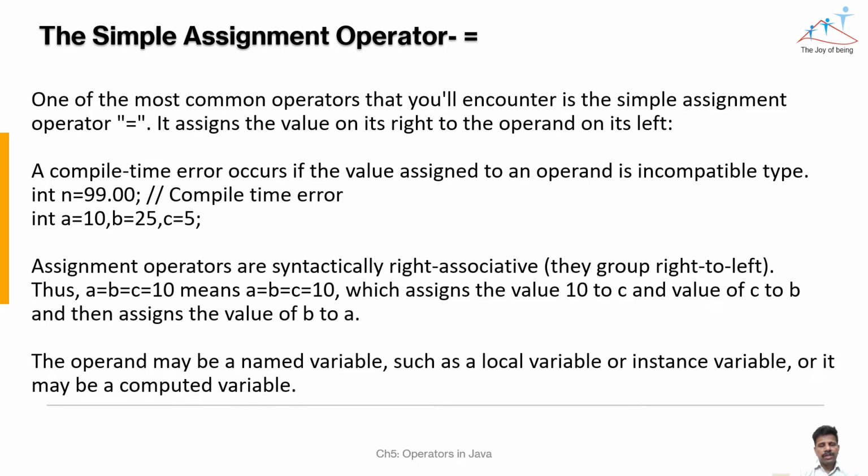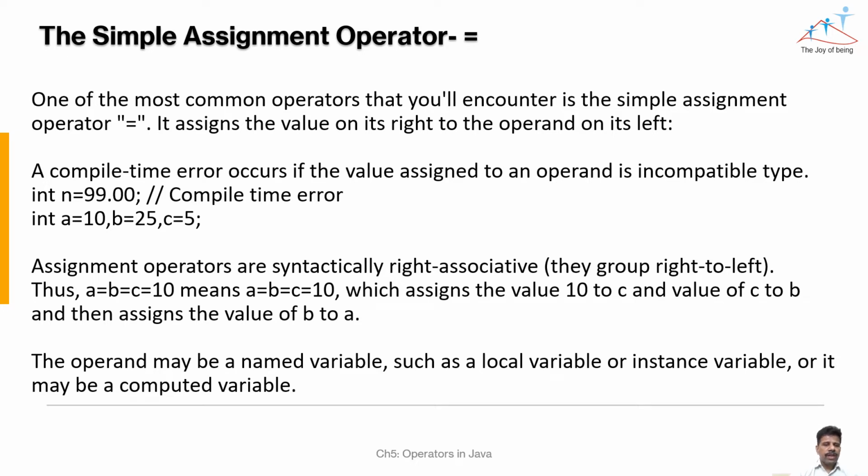If we assign a compatible value, that is double n = 99, where 99 is an integer, that is compatible, so we will not get any compile time error. The compiler will take care of converting 99 into 99.00.